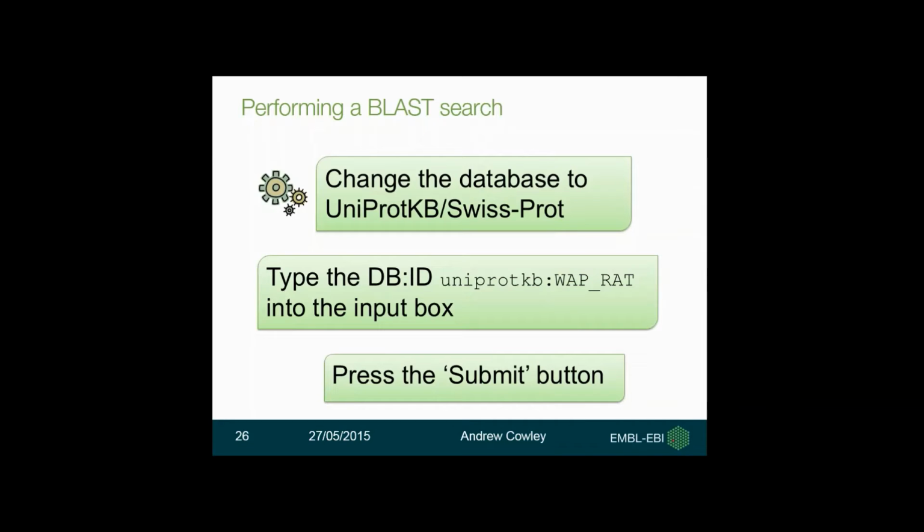And for the input, we're going to type in the DB ID uniprotkb:WAP_RAT. So you can just type that into the input box, and that tells the program to go and fetch the sequence from our database in the UniProt database. And then I'd like you to press the submit button if you're following along.